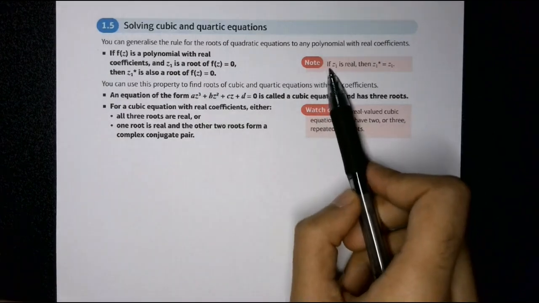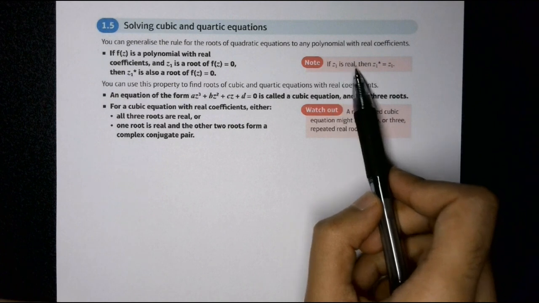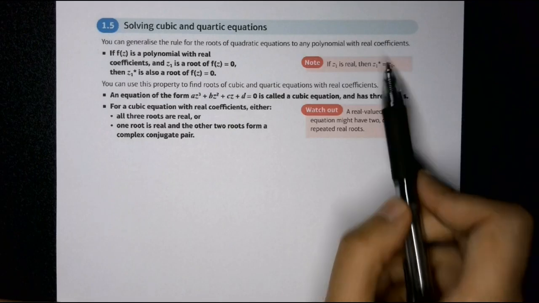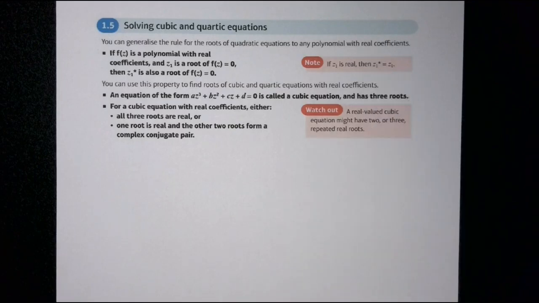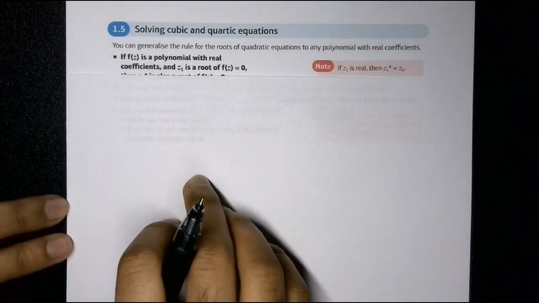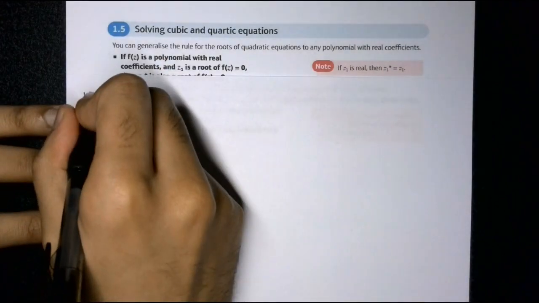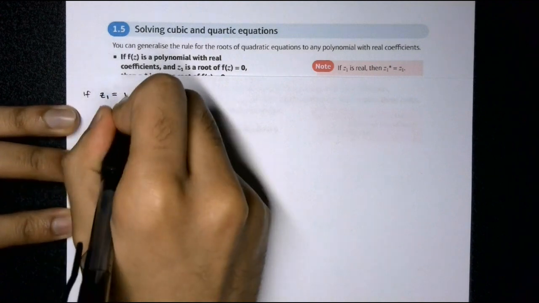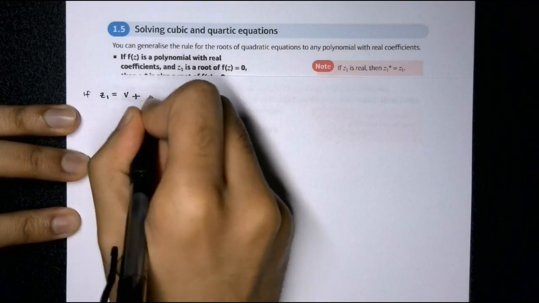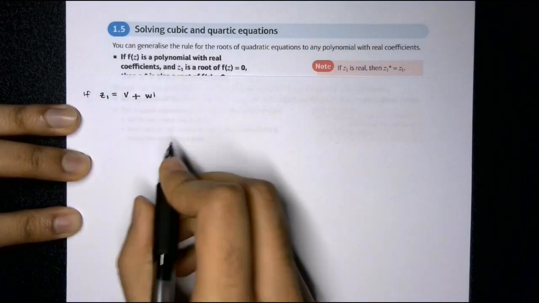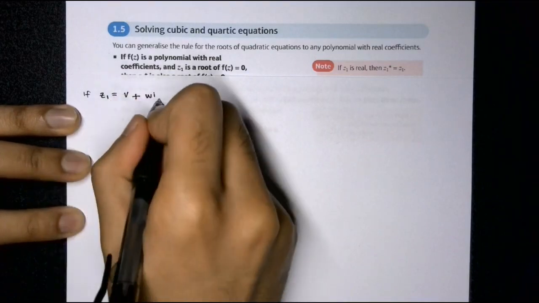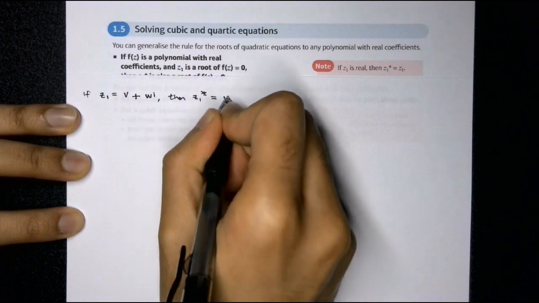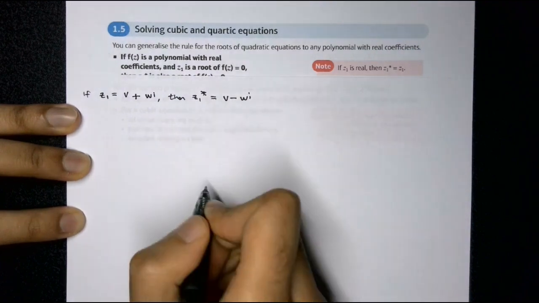We have this important point over here. If z1 is real, then z1 star is equal to z1. Let's take a look at this a little further. Let's suppose that z1, a complex number, is equal to v plus wi. Its complex conjugate, z1 star, will equal v minus wi.